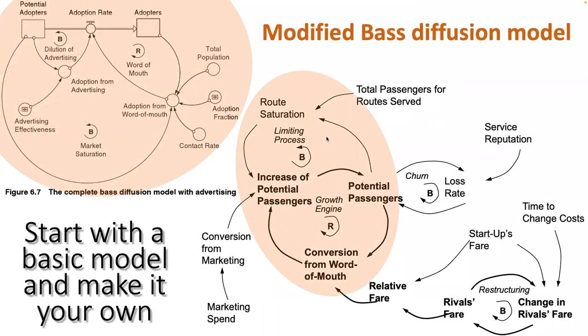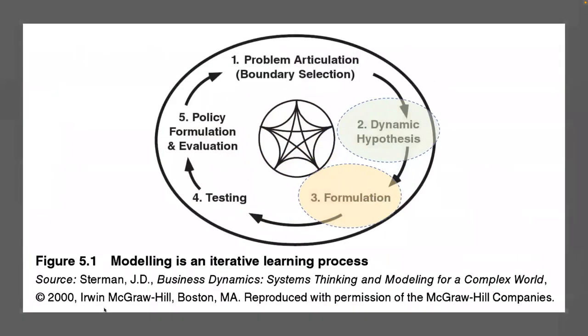So I'm using this here as a model for what you should maybe think about for that final project. If we zoom out, we can see that after all of that, we really have just a variation on Bass's diffusion model. There's our growth loop, and there's our balancing loop with advertising built in. So it's really just the Bass model with a couple of modifications added on. So start with a basic model and make it your own. That's my big message from this chapter.